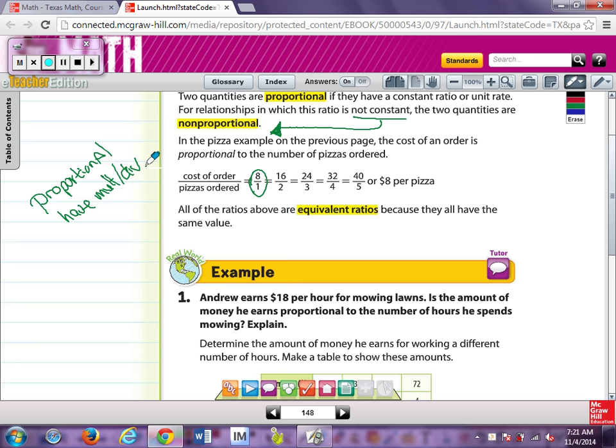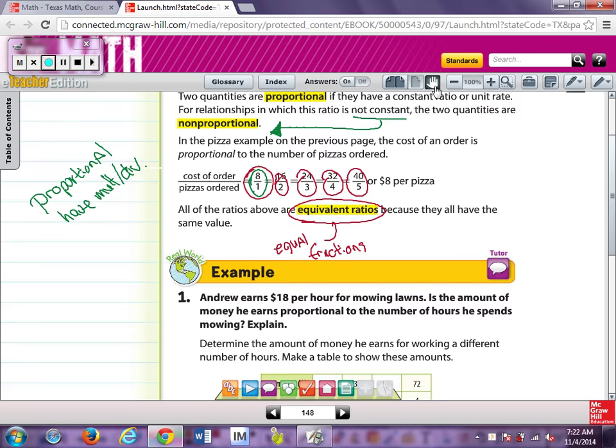Also, another thing you'll discover with proportional relationships is that you'll have equivalent ratios. If you look at all these ratios up here, and I'll kind of single them out by circling them red, all these fractions, which are also ratios because we're comparing two things, when they all get simplified, they simplify down to 8 to 1. Because all of these equal 8 to 1, that means they are equivalent ratios, or basically equal fractions, if you want to think of it that way. So let's go ahead and move on down to example 1.